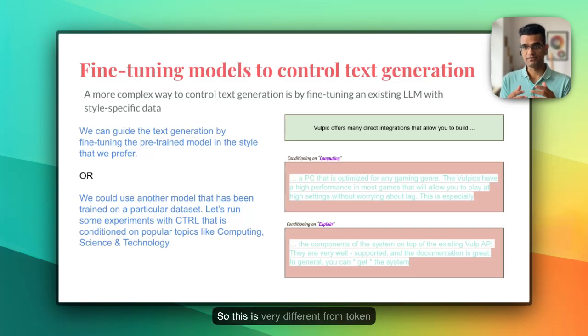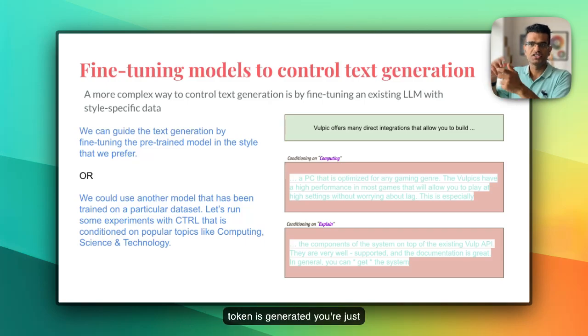This is very different from the token traversal that we looked at so far, because here you're actually going in and changing the weights of the model, changing the parameters of the model, you're training the model. So you are making changes in the model itself, and therefore controlling the way in which the text is generated. Whereas in the token traversal methods, you don't do anything to the model itself. The weights and parameters are all frozen, and all you're doing is controlling which token is generated. You don't touch the model itself. But in this case, you fine-tune it to suit a certain style and so on.